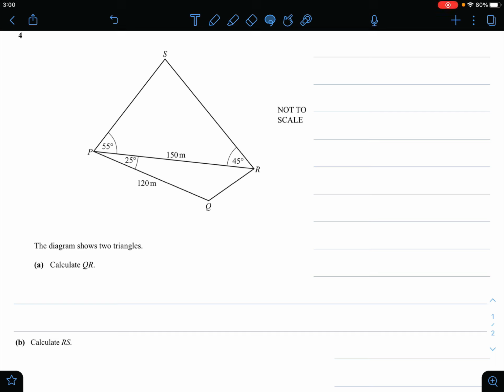Welcome to ANS Solver question 4 of this paper. The diagram shows two triangles and they are asking us to calculate QR. So that's pretty easy. We know two sides and an angle that is in between both the sides.